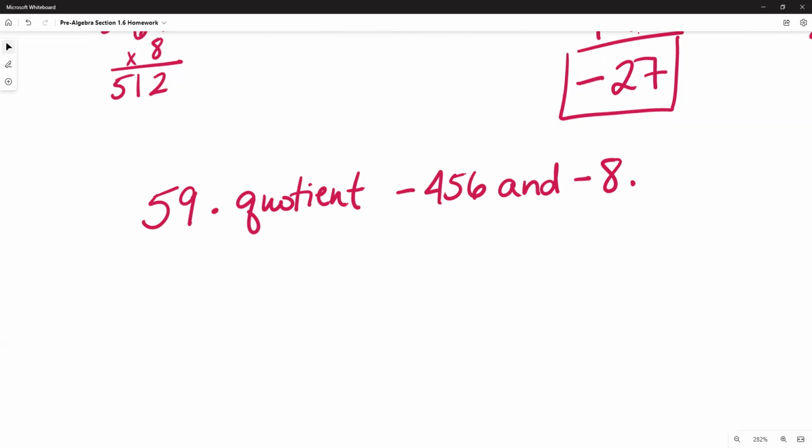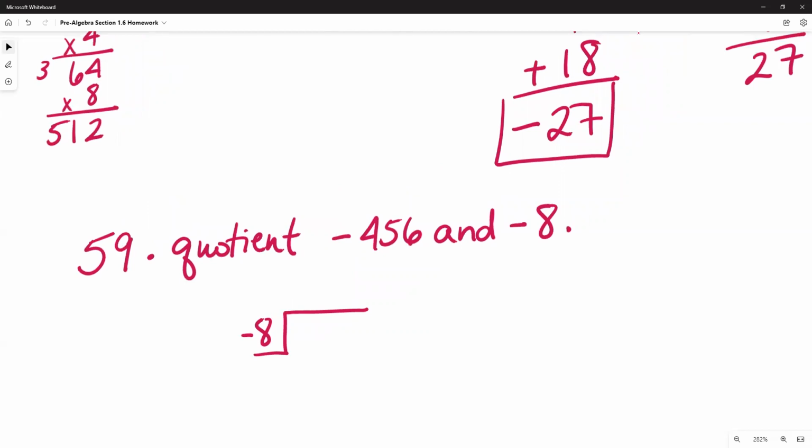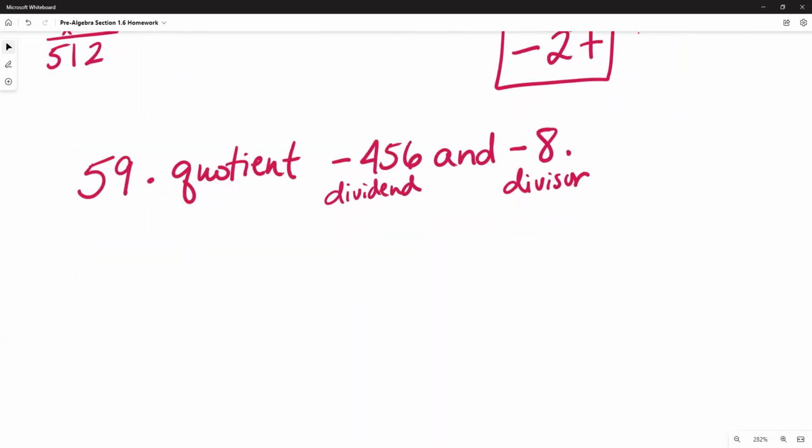Dividend divided by divisor equals quotient. So the question is, which one goes inside the house and which one goes outside the house? Zachary? -8 goes outside. Yes. So when it asks you the question like this, your first number is your dividend and the second number is your divisor. The dividend goes inside the house.